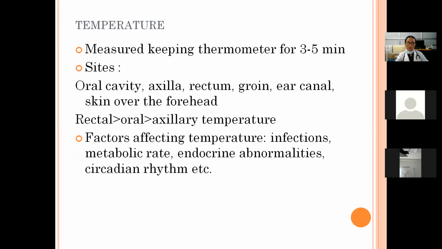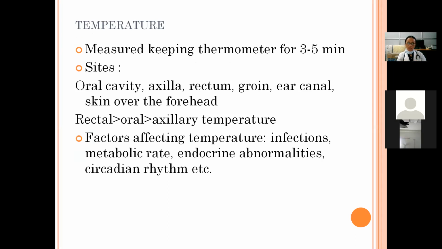The fourth vital is the temperature. The temperature can be measured in various sites in the body. Wherever you are measuring the temperature, the thermometer has to be kept there for at least 3 to 5 minutes. The sites where you can measure the temperature are the oral cavity, the axilla, rectum, and groin. Groin, that is the area in between the thigh and the abdomen, you can keep the thermometer. In the ear canal, you can measure the tympanic membrane temperature. And even the skin over the forehead, you can measure the temperature.